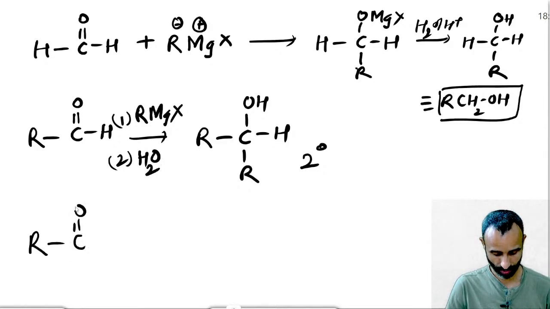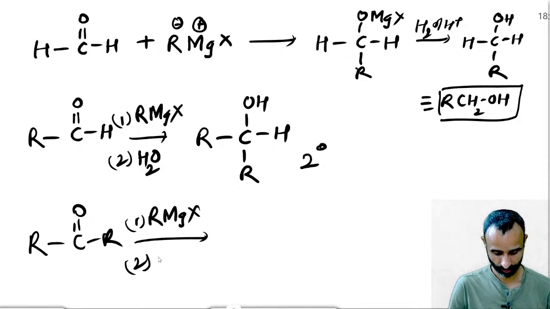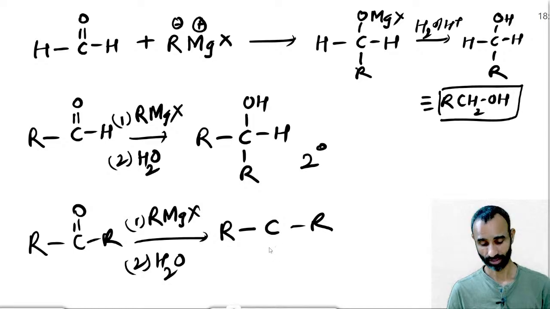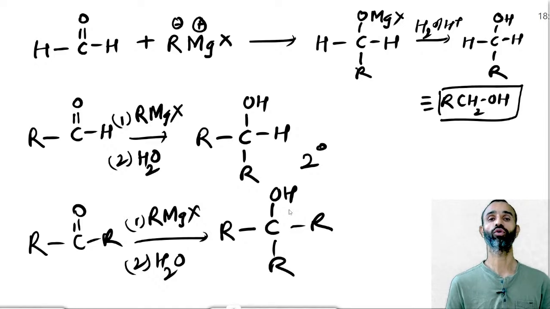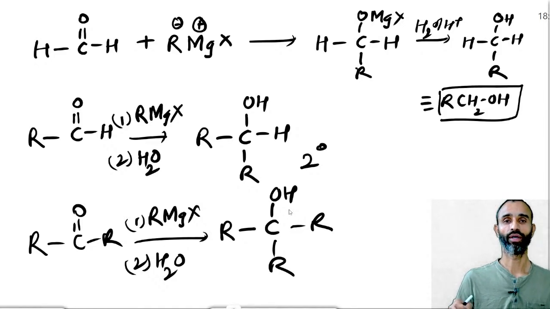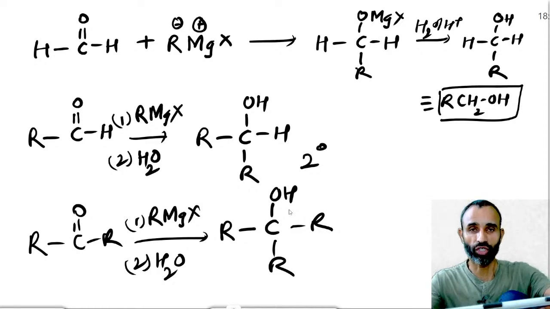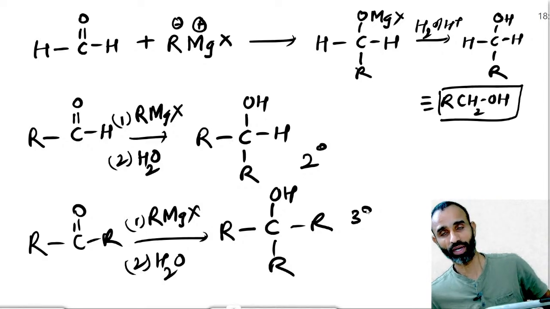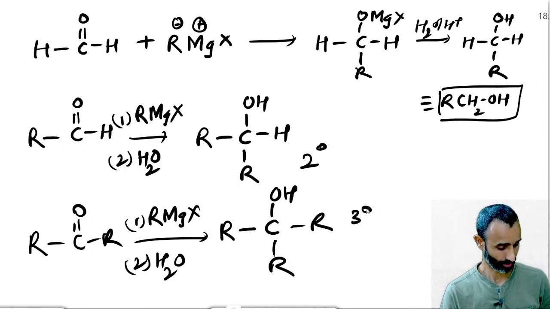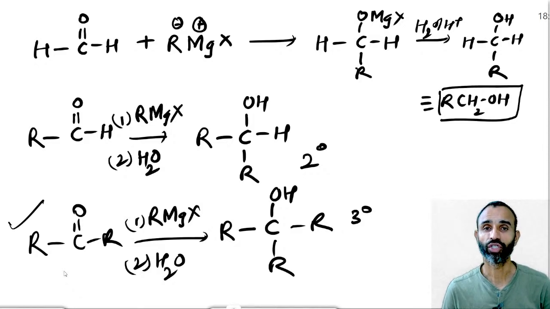And if we have ketone, then obviously two R are already there, one R from RMgX, and O turns into OH. So in this way, we will get tertiary alcohol. So formaldehyde gives primary alcohol, other aldehydes give secondary alcohol, and ketone will give tertiary alcohol.